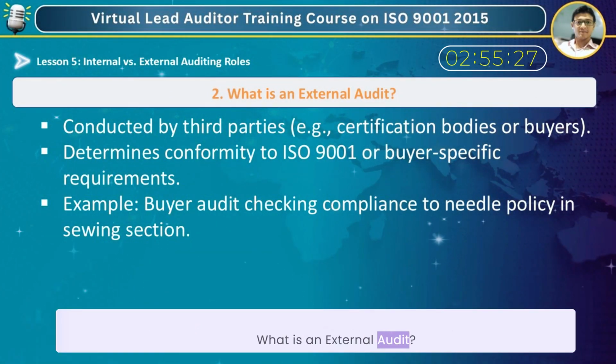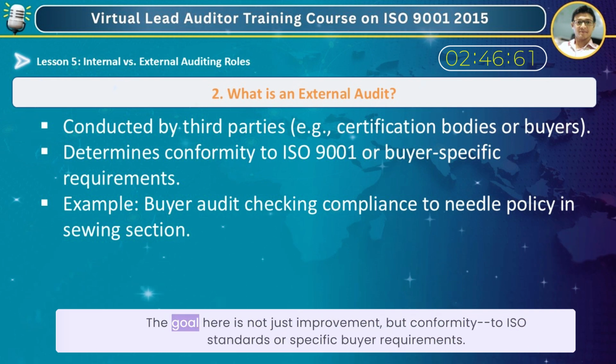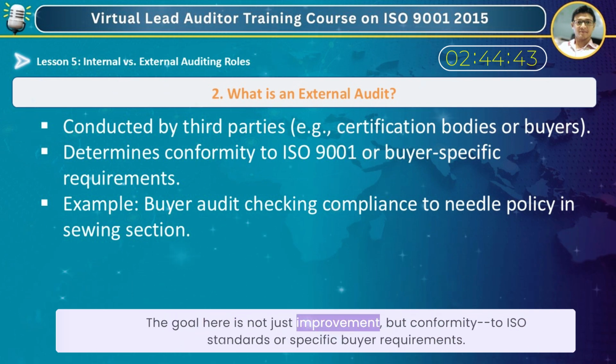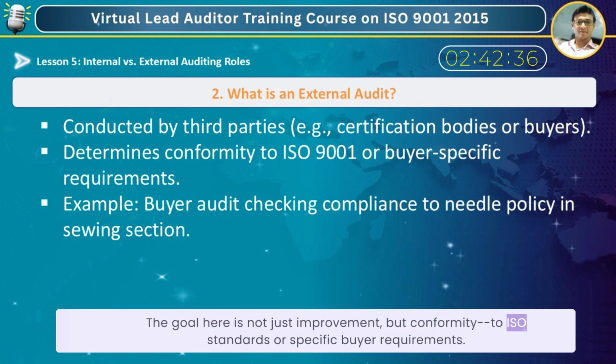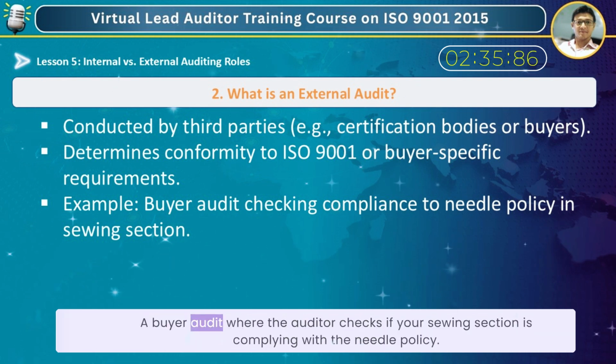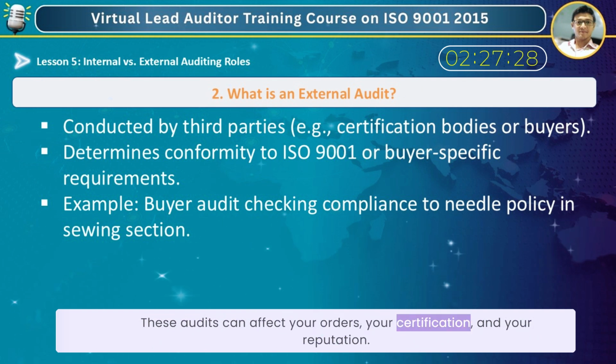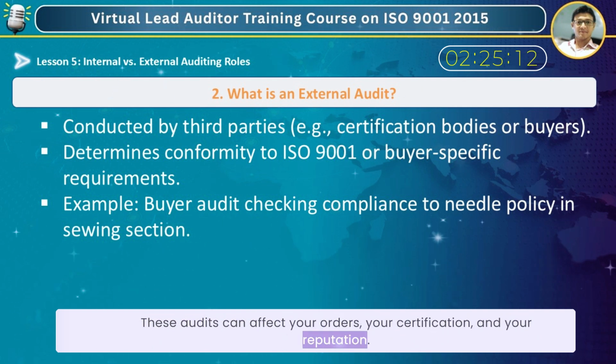What is an external audit? These are conducted by third-party organizations, such as ISO certification bodies or buyers. The goal here is not just improvement, but conformity to ISO standards or specific buyer requirements. A common example: a buyer audit where the auditor checks if your sewing section is complying with the needle policy. These audits can affect your orders, your certification, and your reputation.